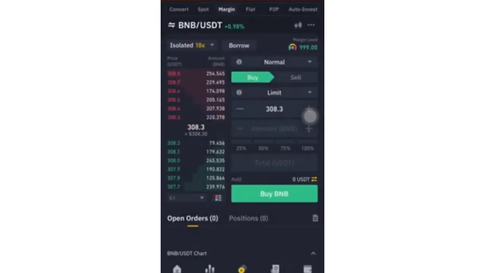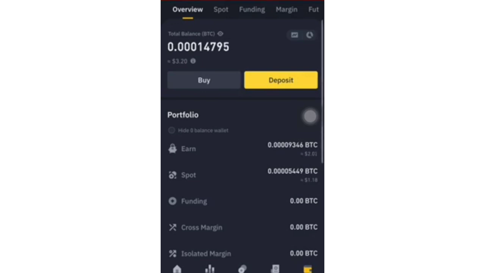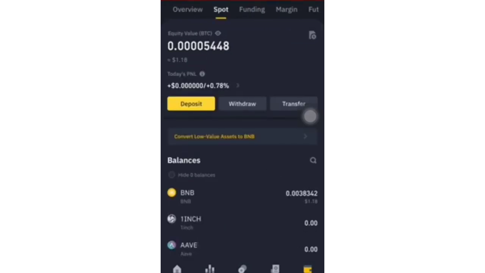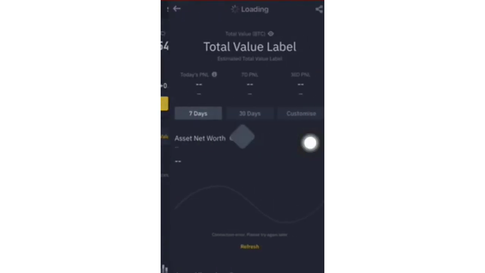Now there's something I forgot to mention. For you to start trading, you have to do a transfer. I actually have not used this account for a long time, so I want to show you guys something quickly. So you come to spot. This is what it looks like. So you do transfer here.